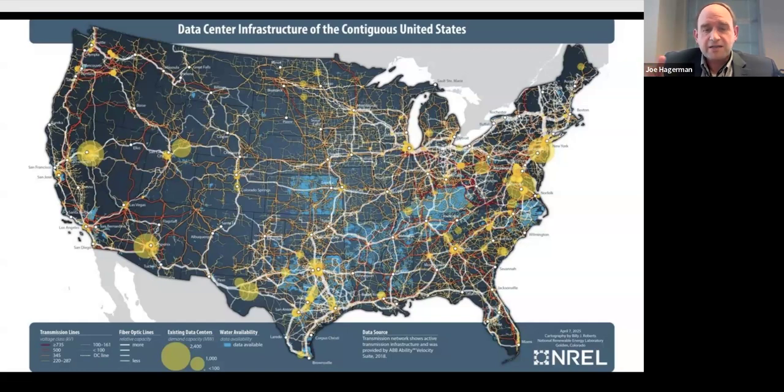The white lines, they're not roads. That's the fiber optic lines that crisscross the United States. And then the red lines and the orange lines are the transmission lines. And then the blue is the water availability where there's data reported, right? So this is a map that NREL, I think, published last week. Hopefully you can find it. It's the data center infrastructure around the continental US, right?